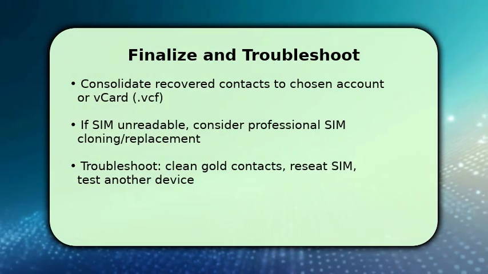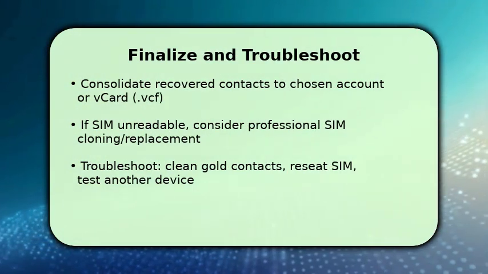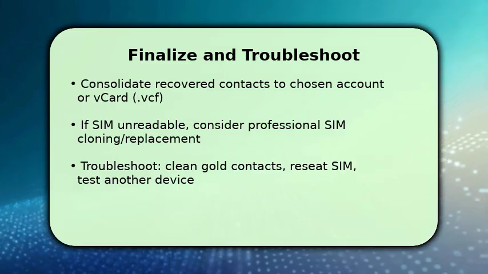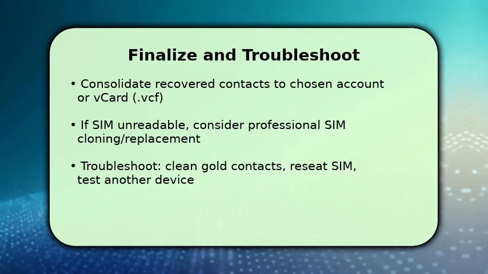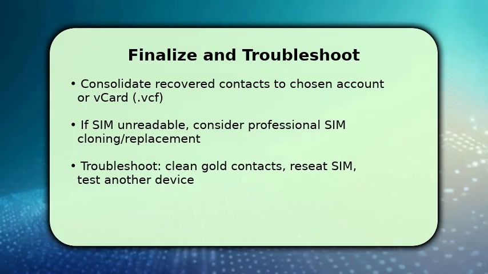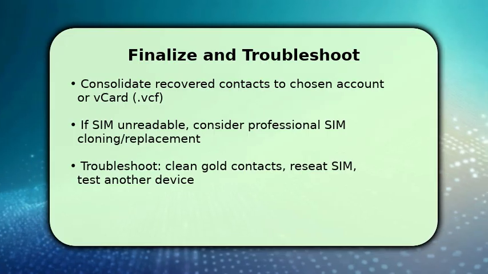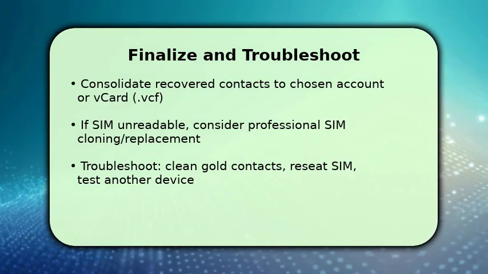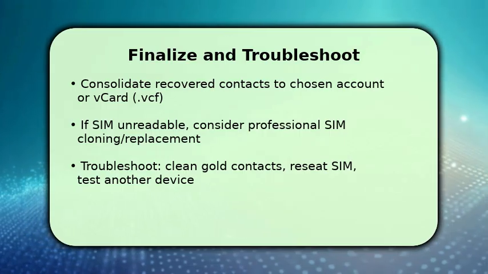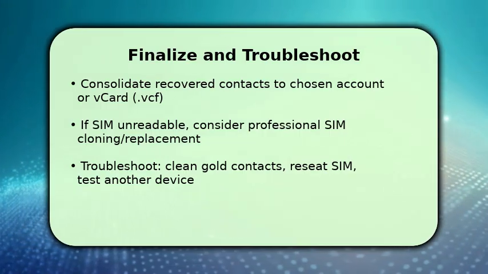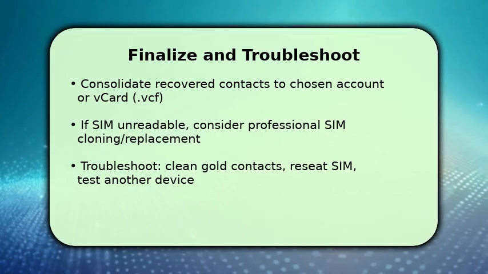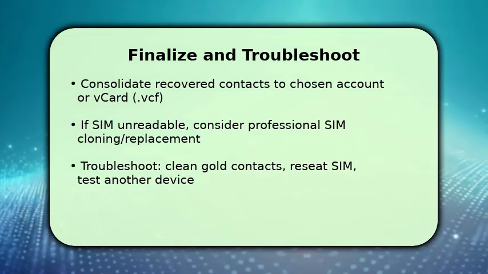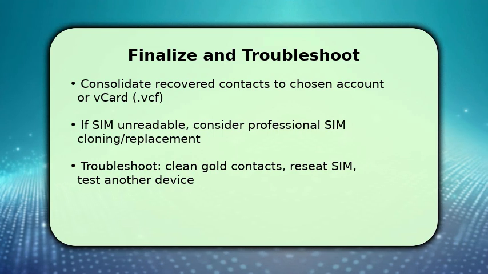Finish by consolidating recovered entries into one account or export them as a vCard, VCF, for easy restores. This prevents duplicates. If the SIM is physically damaged or unreadable after all software attempts, consider professional SIM cloning or ordering a replacement from your carrier. If things go wrong first, clean the gold contacts gently with isopropyl alcohol, reseat the SIM, and test it in another device. This often solves intermittent read errors.